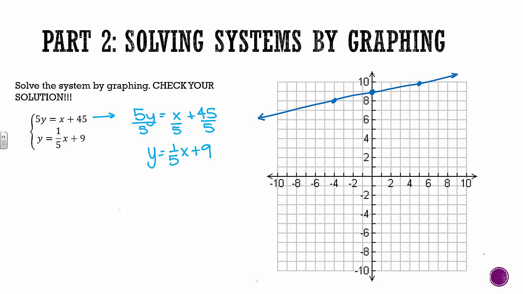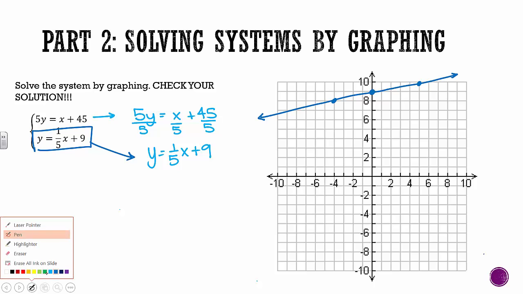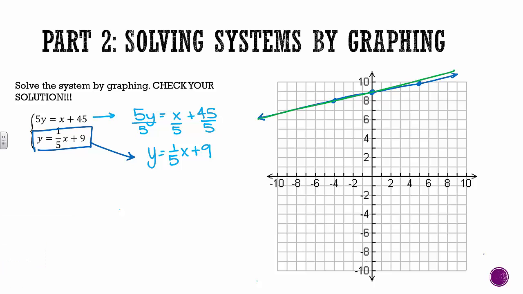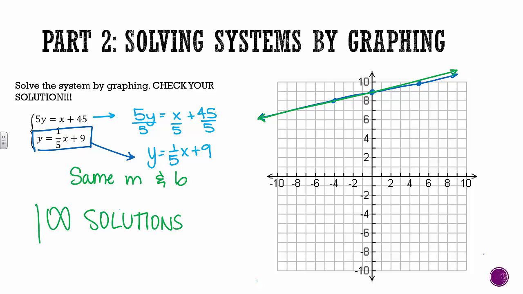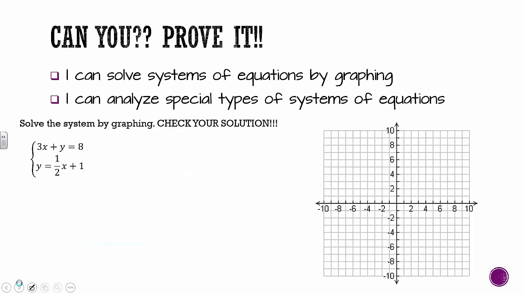And then I look at this next equation, and it looks exactly the same as this one. I could take the time to graph it, but I know it's going to be exactly on this line. Because you have the same slope and y-intercept, these are the same lines, which means there are infinite solutions. Every single point on the first line works in the second line because they're exactly the same.